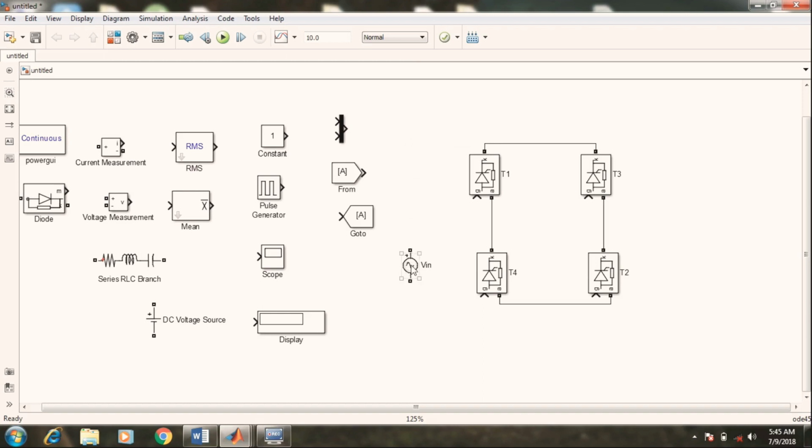Now we will connect the voltage source. So this is a rectifier, not an inverter. So we will connect it here. Next we will connect the load. So its name is also large. We will make it small. LOAD. Load. We connect the load.